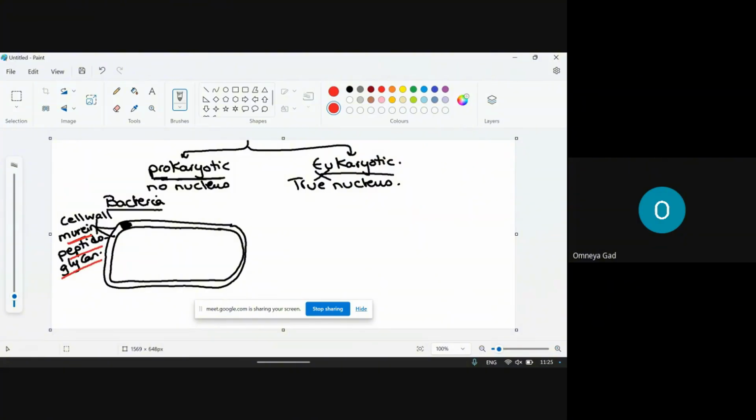A cell wall, its function is to give support for the cell, strength for the cell. But what about the very thin layer here? This one, the inner one. This is the cell membrane. The cell membrane is a very thin layer. Its function is to control what will go inside the cell and what will leave the cell.